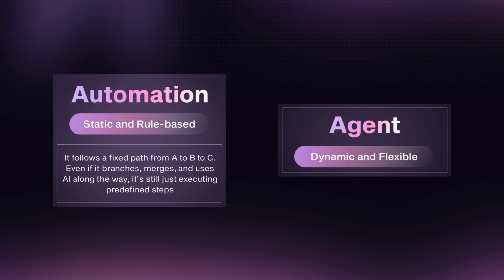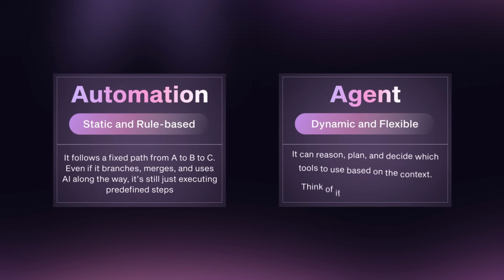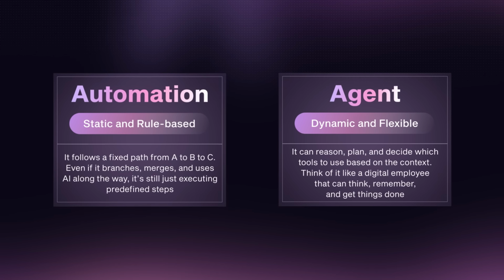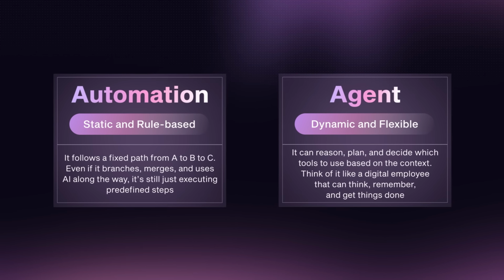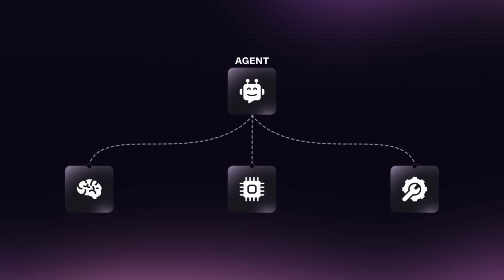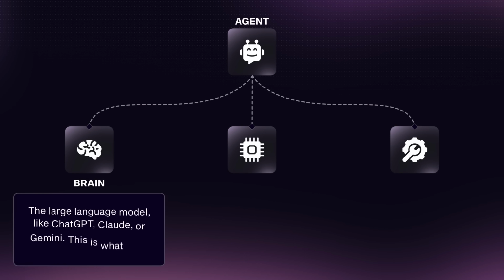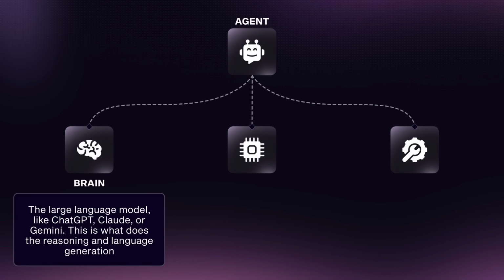Agent equals dynamic and flexible. It can reason, plan, and decide which tools to use based on the context. So think of it like a digital employee that can think, remember, and get things done. At the core, every agent relies on 3 components. There's the brain, the large language model like ChatGPT, Claude, or Gemini. This is what does the reasoning and language generation.